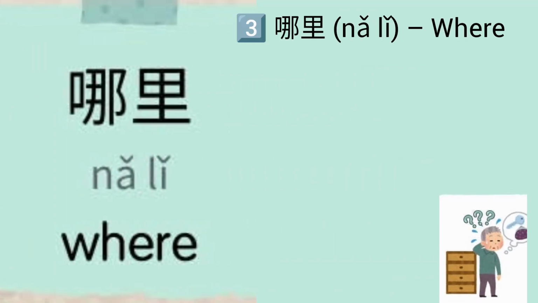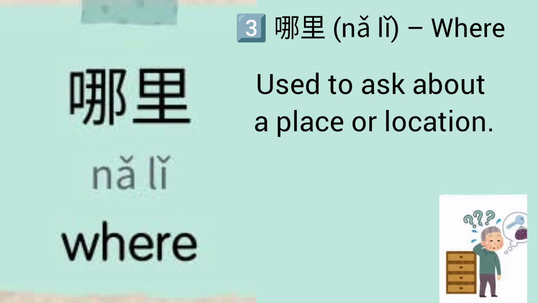Next vocabulary that we have is where, which in Chinese can be pronounced as 哪里. This vocabulary is used to ask about a location. Easy to learn. Let's watch some useful example.